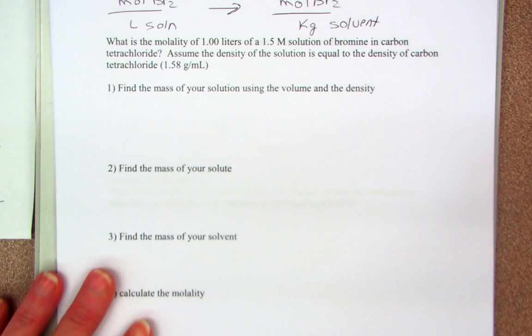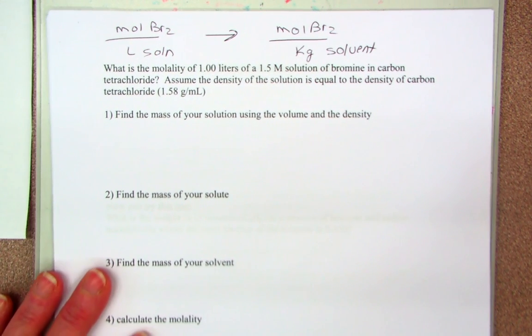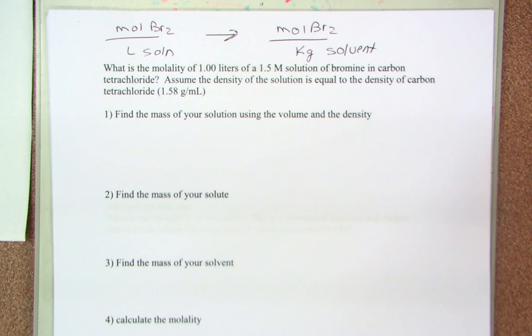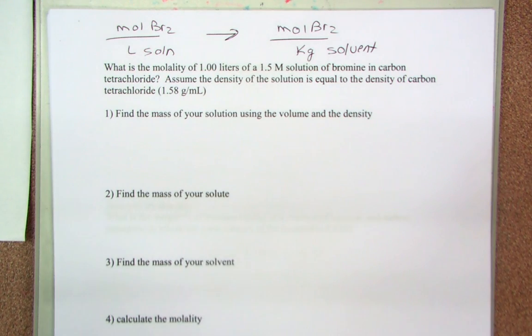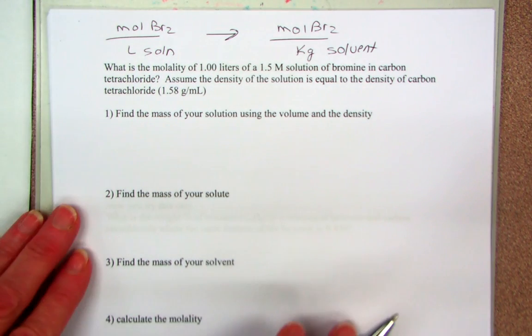So when you look at this, the moles of bromine part is easy because that doesn't change. But changing liters of solution into kilograms of solvent means somehow I have to get rid of the solute out of there. And we know we can use density to change liters or milliliters into grams, and we can change grams to kilograms, but this is solution and this is solvent. So that's what makes the problems with molality the hardest ones. Okay, let's look at how we do this.